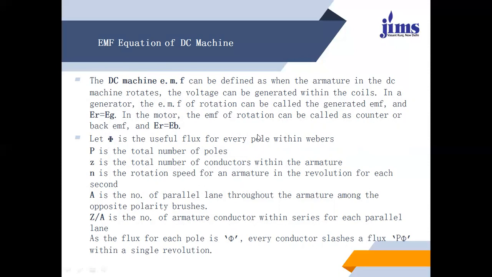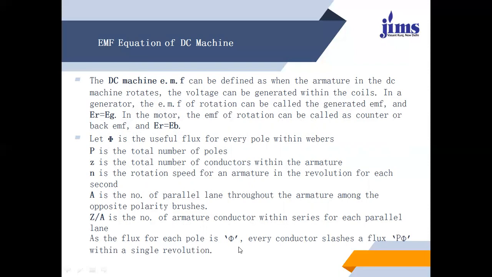Let phi be the useful flux per pole in Webers. Capital P is the total number of poles. Z is the total number of conductors in the armature. Small n is the rotational speed of the armature in revolutions per second. Capital A is the number of parallel paths through the armature between opposite polarity brushes. Z upon A is the number of armature conductors in series for each parallel path.